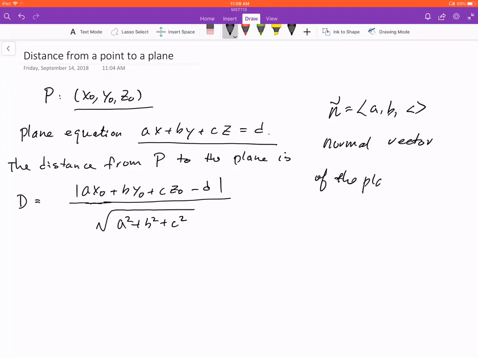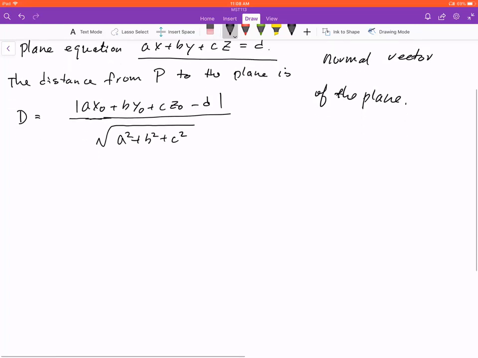We're going to explain where this formula comes from, and using it is very easy. If you can remember it, that's very good. If you can't, try to remember the principle of how we got this formula. Okay, so this is the situation we have.